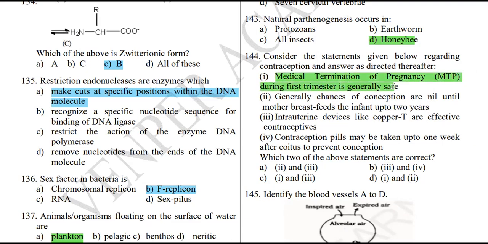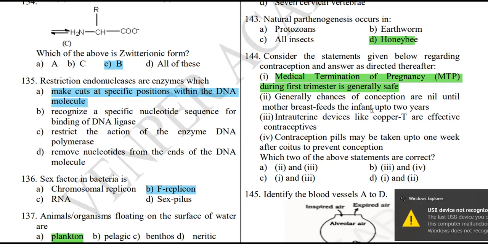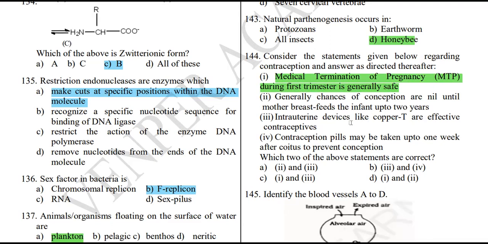So let's mark the first statement as correct. Yes. Generally, chances of conception are nil until the mother breastfeeds the infant up to 2 years. It's not up to 2 years. It is actually up to 2 weeks, or 6 months we can also say. So this is a wrong statement.